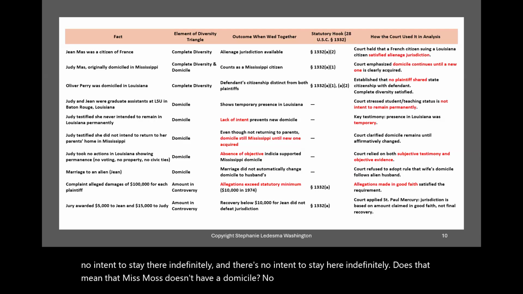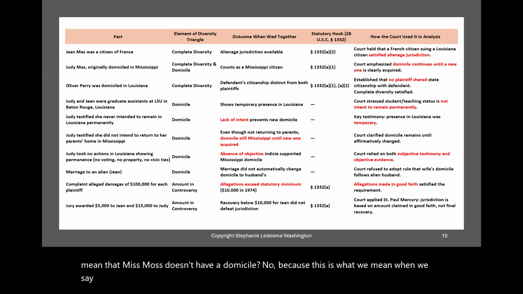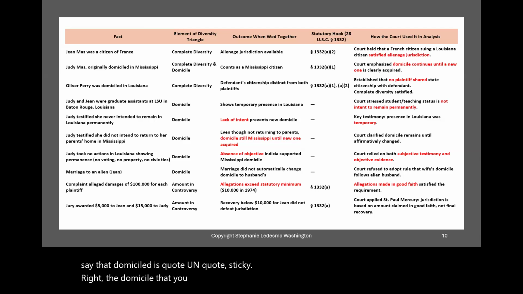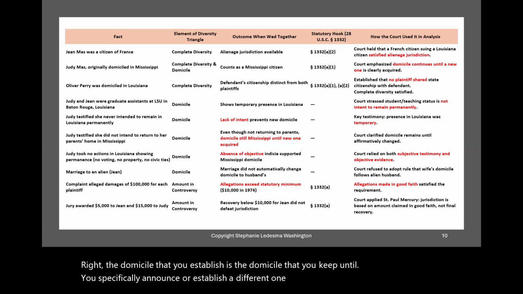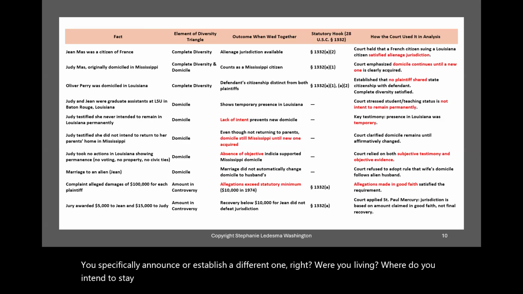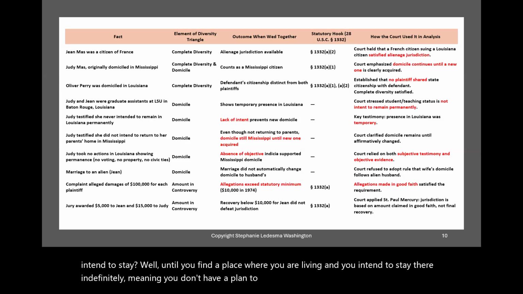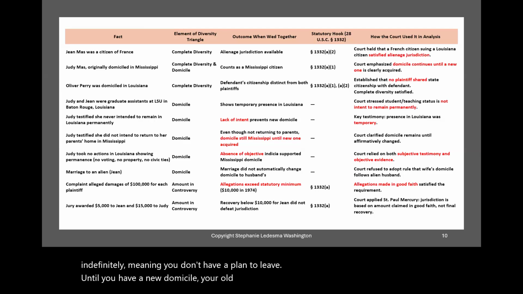No, because this is what we mean when we say that domicile is quote unquote sticky, right? The domicile that you establish is the domicile that you keep until you specifically announce or establish a different one. Where are you living? Where do you intend to stay? Well, until you find a place where you are living and you intend to stay there indefinitely, meaning you don't have a plan to leave, your old domicile remains your domicile.